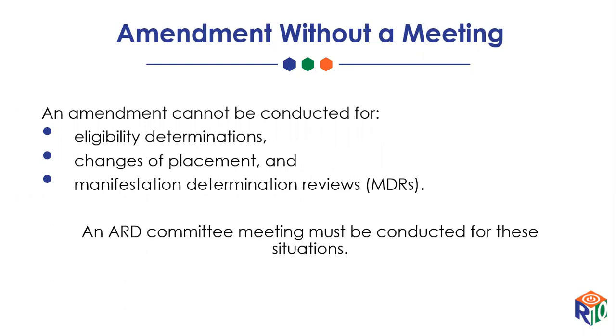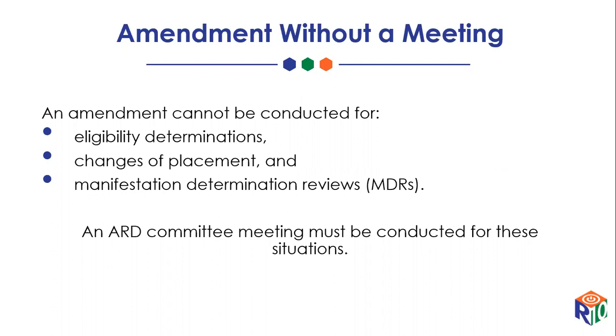Amendment without a meeting. There are circumstances in which an amendment cannot be completed. These include changes to eligibility determination, changes in placement, and manifestation determinations. An example of an eligibility determination would be reviewing a new evaluation to consider an additional or different special education disability condition. A change in placement example is if you or the school are proposing to increase or decrease the amount of special education service time in a special education classroom for your child for part of the day.